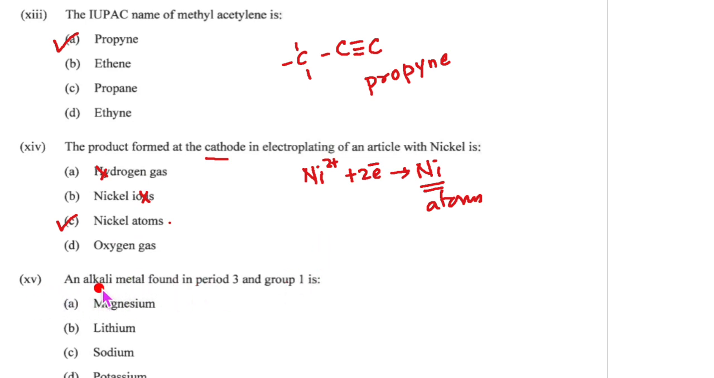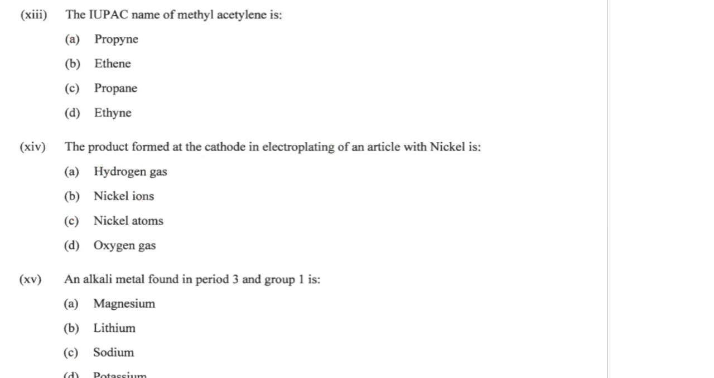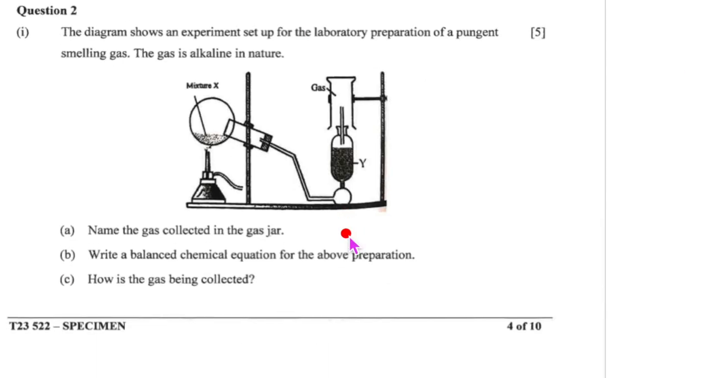15th one and the last one of question 1. Then an alkali metal found in period 3 and group 1 is going to be sodium. You should know these by heart, which are the metals and non-metals in each period of the periodic table till period 4, atomic number 20. Let us come to question number 2.